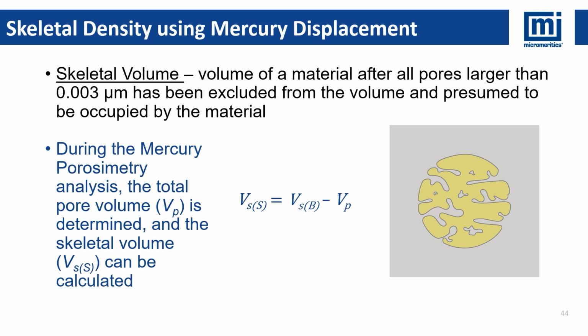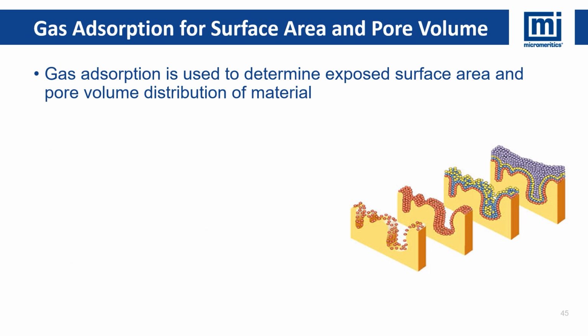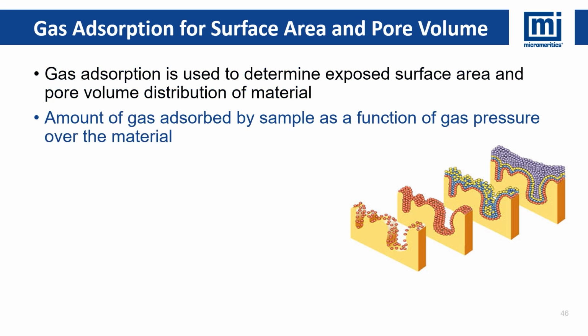For our fourth material characterization technique, that of gas adsorption, we're not going to be determining density. We're going to be determining the surface area and the pore volume distribution of our porous alumina. The amount of gas adsorbed by the sample is a function of the gas pressure over the material, as well as the temperature of the sample. Sample temperature is controlled by immersing the sample in a sample tube into a cryogenic liquid, typically liquid nitrogen.